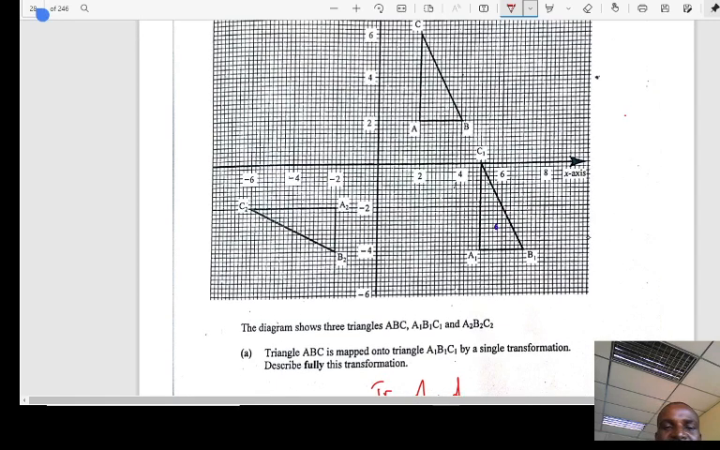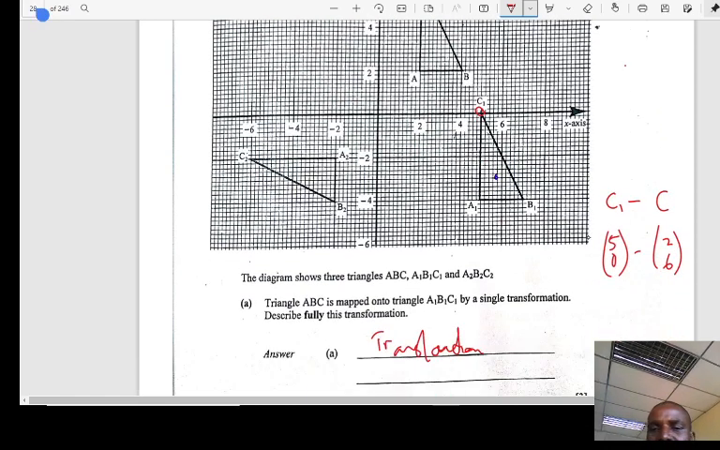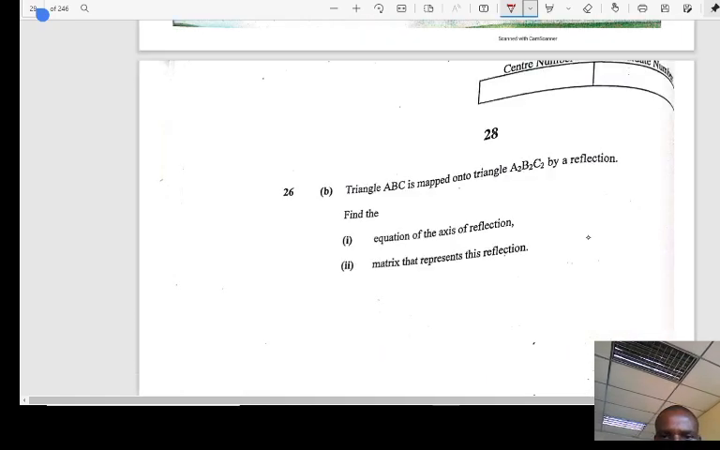How do you calculate the vector of translation? It's image point minus original point. You just pick any point, like I can pick C here, C1 here. So I can say C1 minus original, which is C. So point C1 is (5, 0) minus C here, which is (2, 6). Simplifying this one, 5 minus 2, you get 3, then 0 minus 6 is minus 6. So that's the vector of translation. Then you are done.